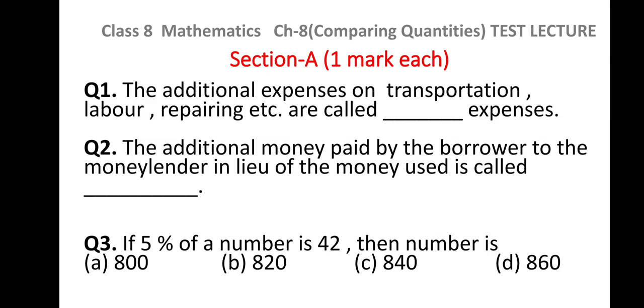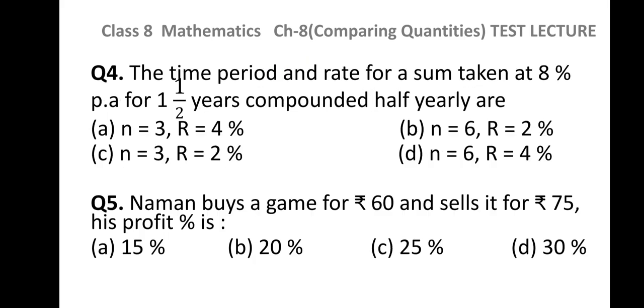So, section A, 1 mark questions. Question numbers 1 and 2 are fill in the blanks. Question numbers 3, 4 and 5 are MCQs. So section A consists of 5 questions, 1 mark each.